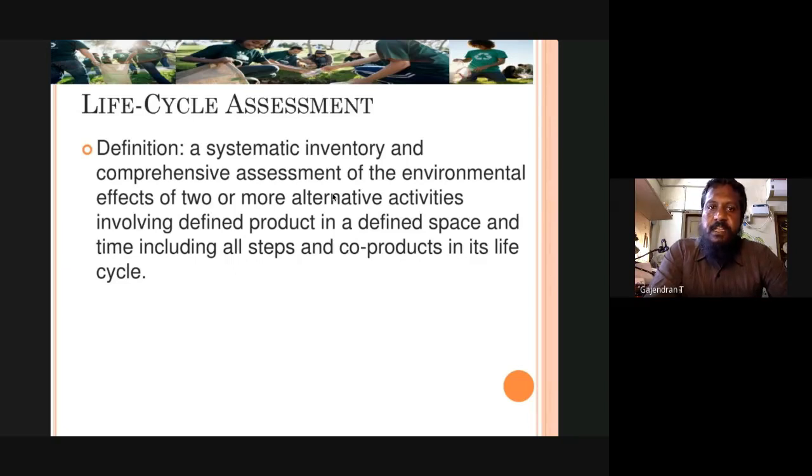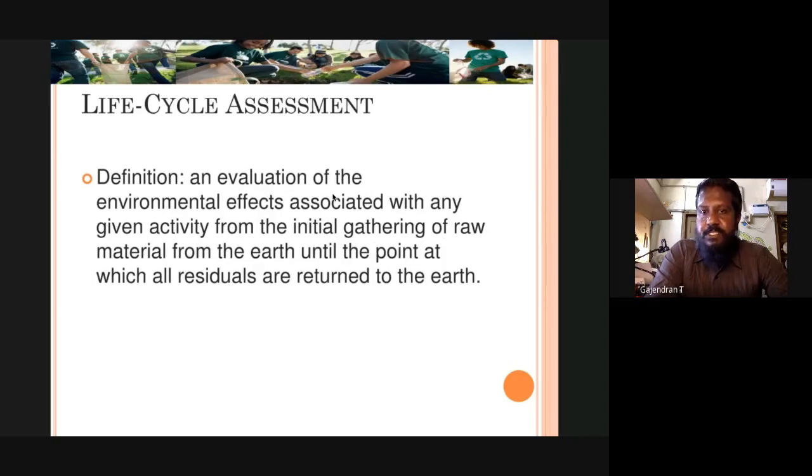A systematic inventory and comprehensive assessment of the environmental effects of two or more alternative activities involving defined products in a defined space, including all steps and co-products. This definition is not much required. Rather, we can use an easier definition.